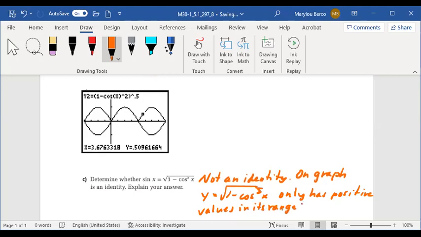Whereas y equals sine x has values from negative 1 to 1 in its range.